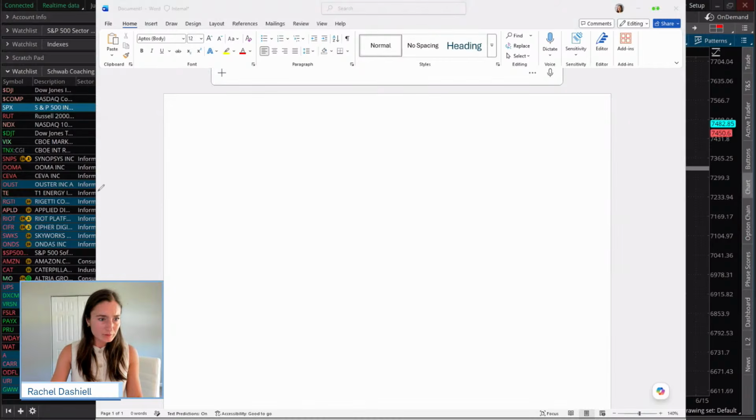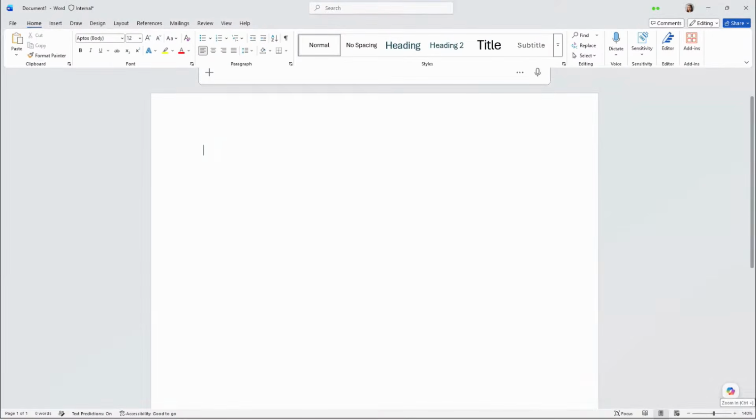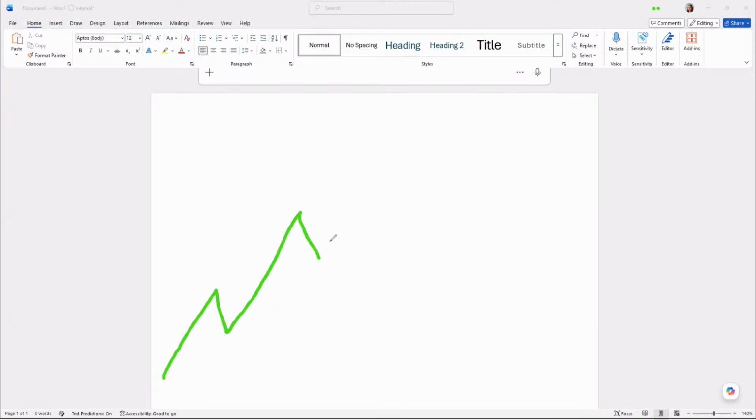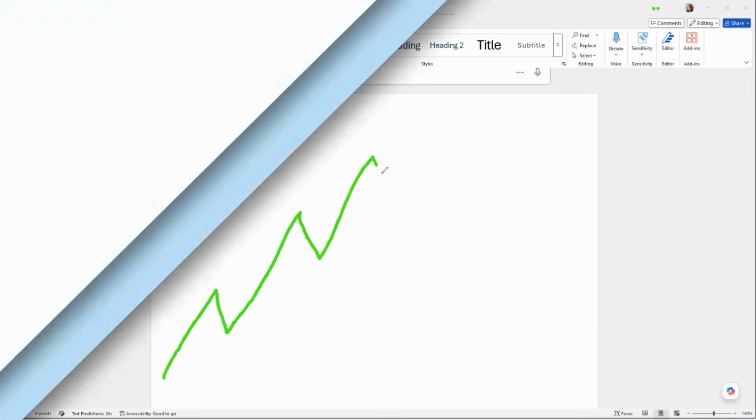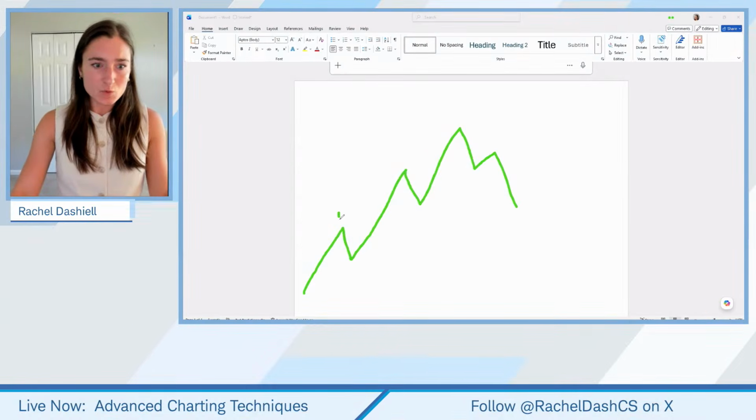Let's actually, before I do that, let me expand this so we can just have a big whiteboard here. So I'm going to pull up my annotations, and this is what that 8-wave cycle looks like. Wave 1, wave 2 corrective, wave 3, wave 4 corrective, wave 5, and then we have A, B, C. Okay, so this is 1, 2, 3, 4, 5. So that's our motive wave.